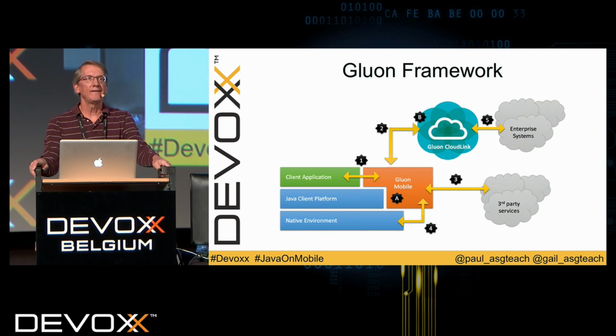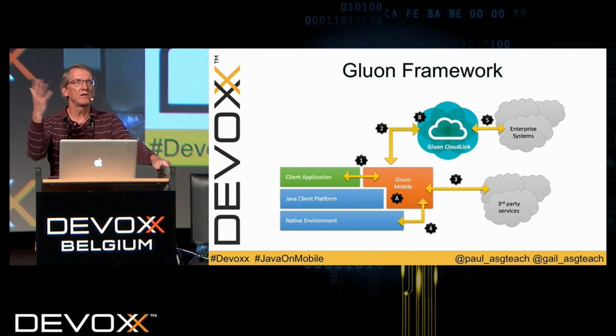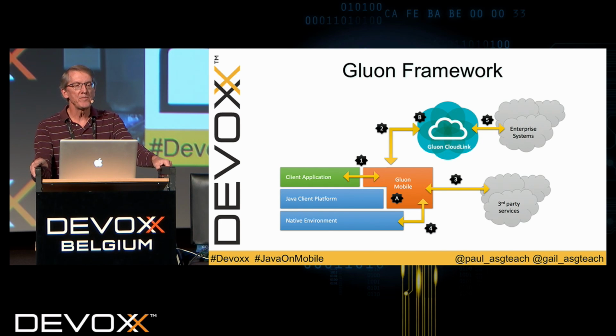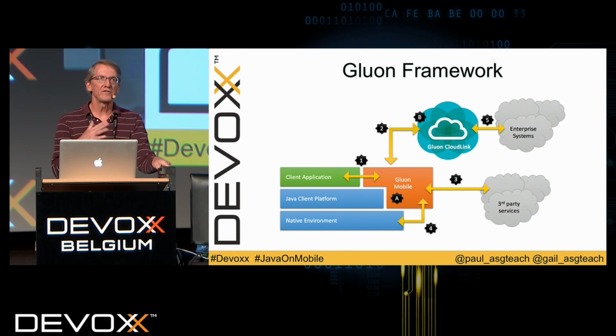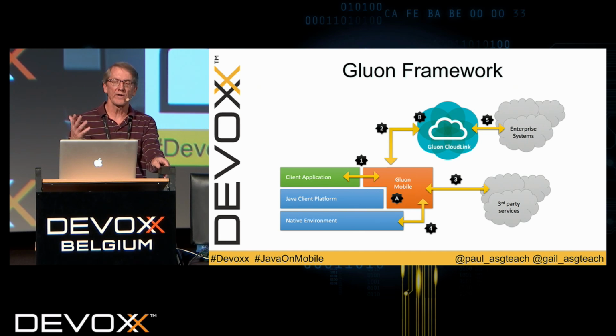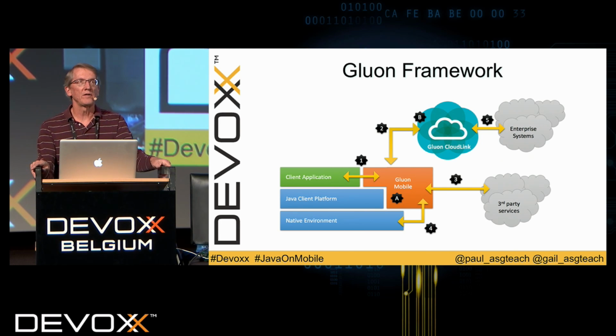Okay, before we start showing you the demos and some code, let's talk a little bit about a high-level diagram of the Gluon framework. As you can see up here on the screen, the Gluon framework includes Gluon Mobile, which is Java and JavaFX libraries that let you create mobile applications. The library provides access to the native environment too, as well as Gluon CloudLink for persisting data in the cloud. And through the Gluon framework, you can also access third-party services like AWS from Amazon.